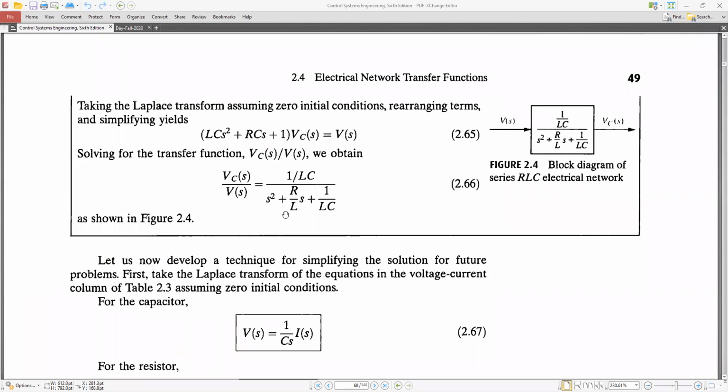Now finally they did one thing extra, like S square, so just divided by the 1 over LC. Finally, that is the block diagram. This is the input and this is the output, and this is the transfer function. See, it is the open loop control system. Block diagram of a series RLC electrical network, which is an open loop control system. So solving for the transfer function VC(s)/V(s), we obtain this one. So that is your open loop transfer function output.